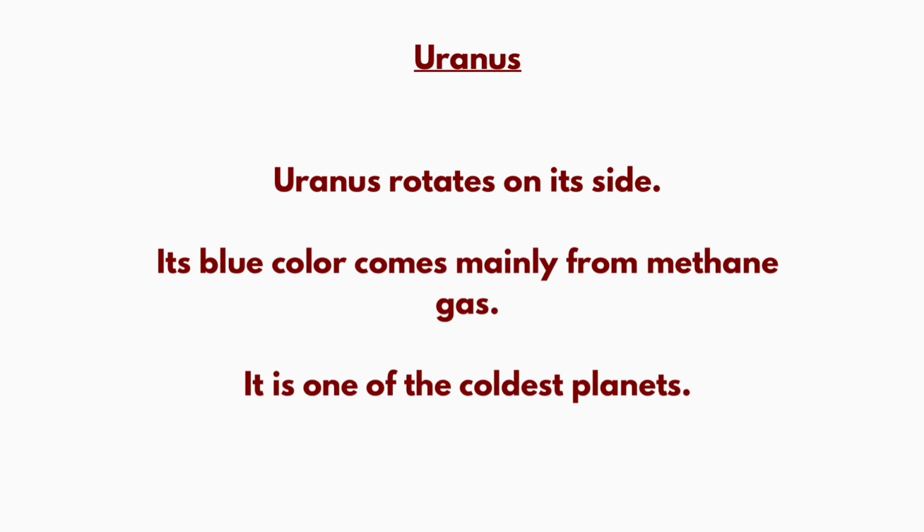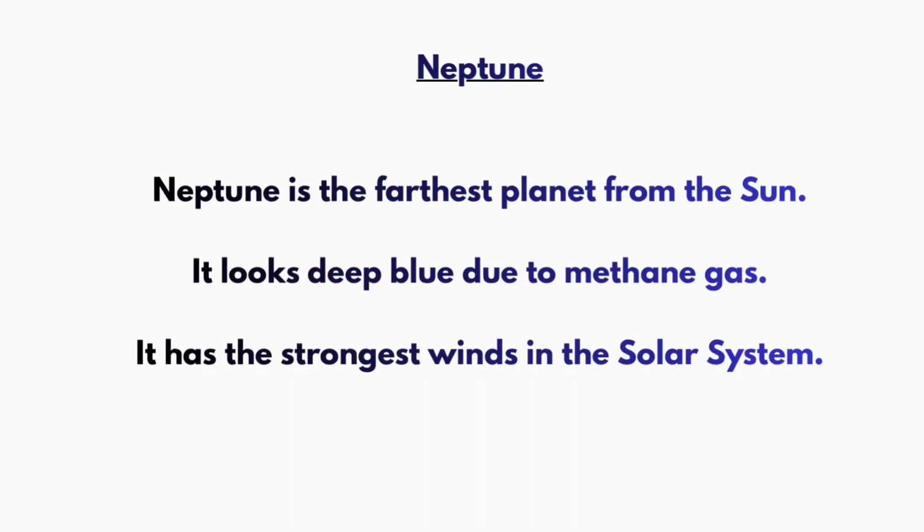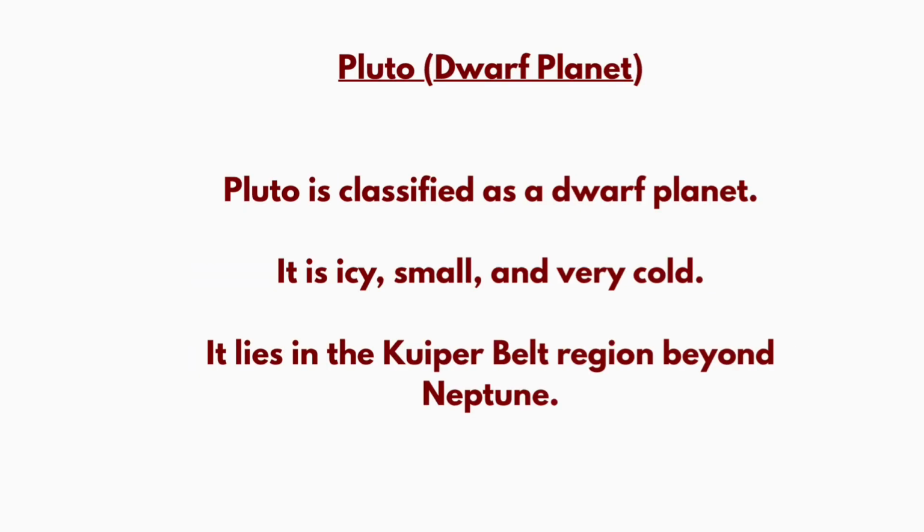Now Neptune, farthest planet from the sun, very cold and windy, appears blue due to gases, and Neptune has the fastest winds. Now we will talk about Pluto, the dwarf planet. Very small and icy, located beyond Neptune, has an oval orbit. Classified as a dwarf planet in 2006.